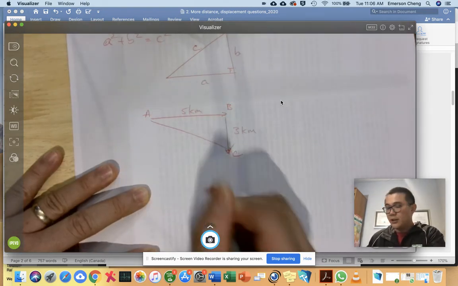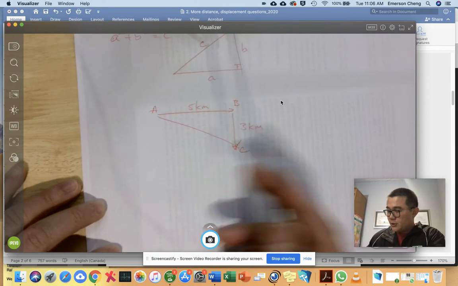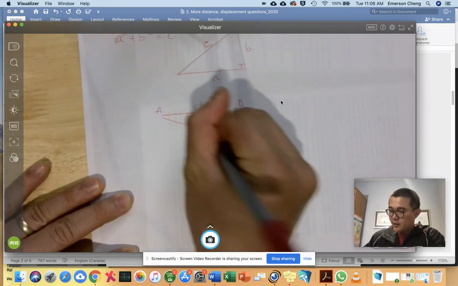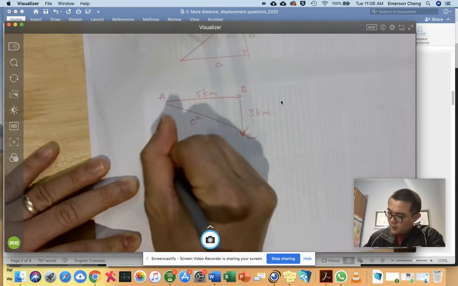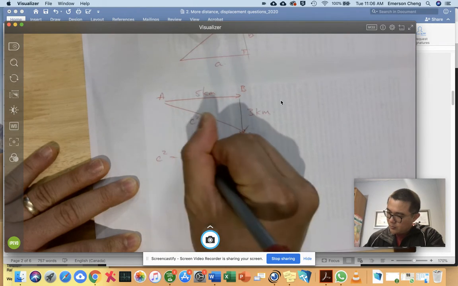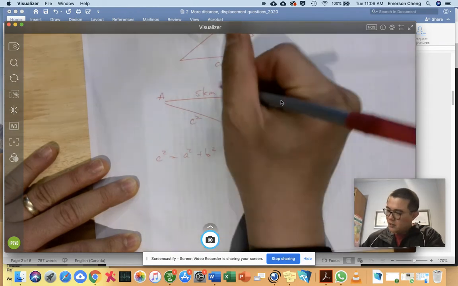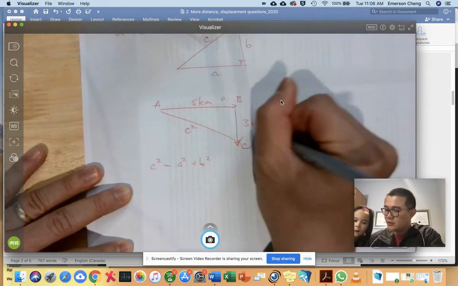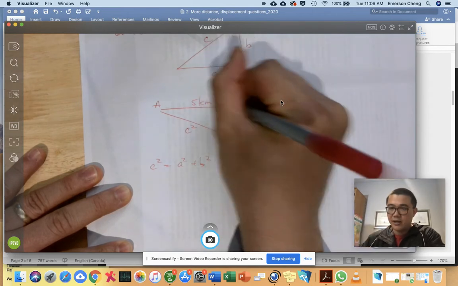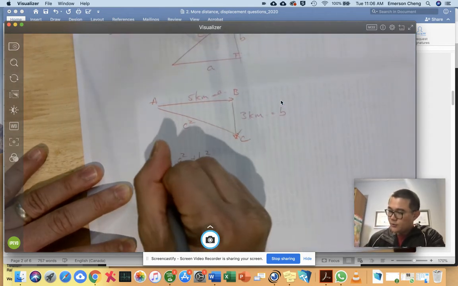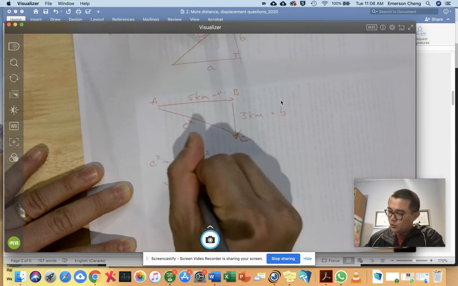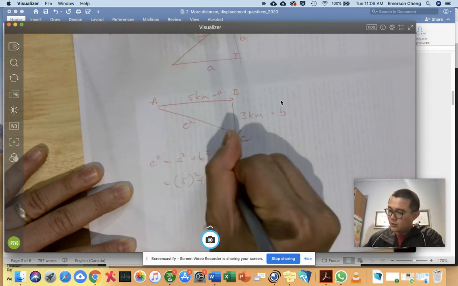So in this case, you're trying to find the distance between A and C here. Okay, so what is the distance? In this case, this will be your C. So C squared equals A squared plus B squared. Let's just call this A and this B; either way is the same thing. So you have 5 squared plus 3 squared.